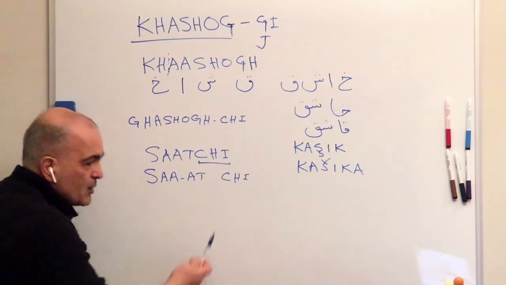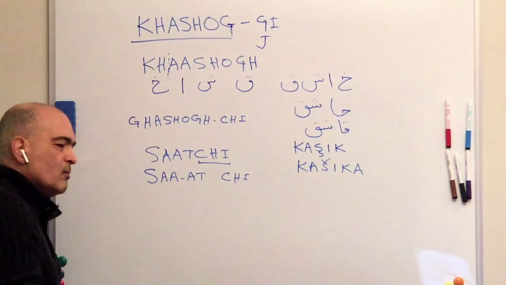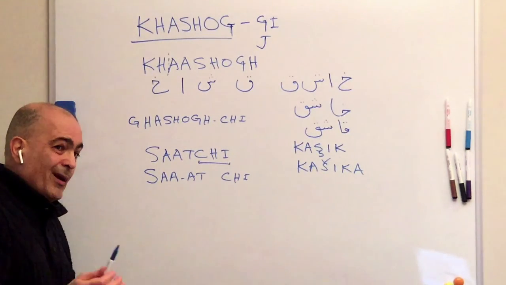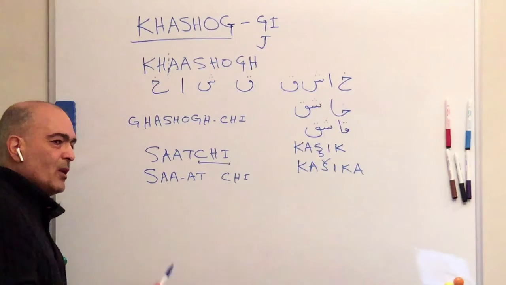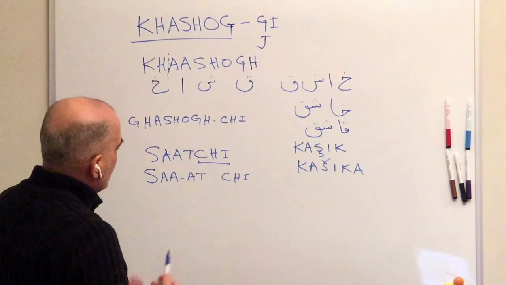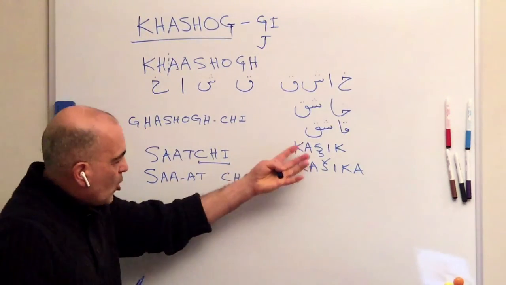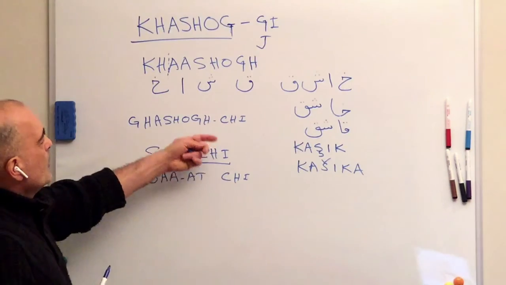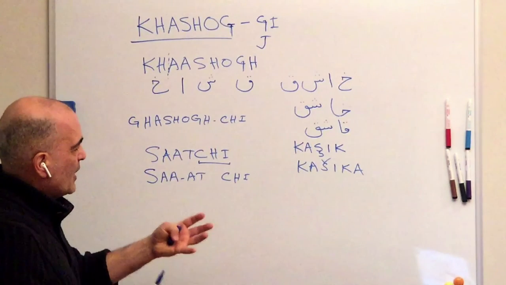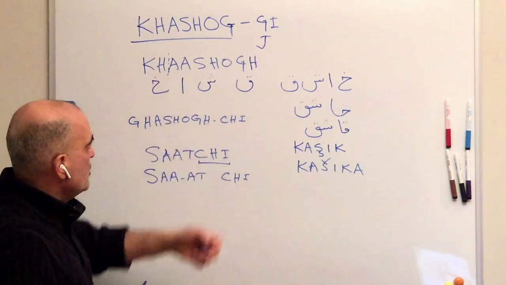There are a lot of words like farshchi, khiyabonchi, oftobechi. Anything that deals with something else is chi, someone who deals or makes something. So that is how you pronounce it. The correct origin is khashoggi. How it's pronounced now in Arabic is khashoggi.